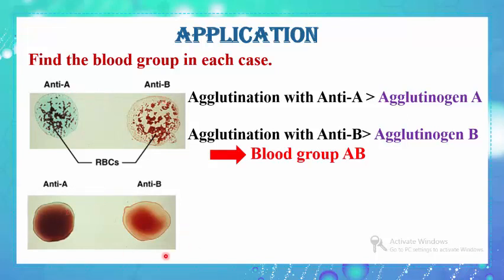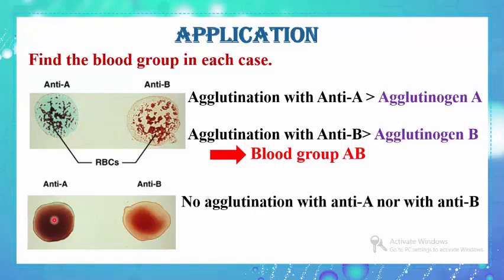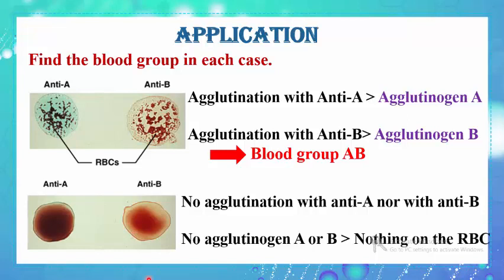Concerning now the second case, we are also putting the same red blood cell sample in each one. In the first one, we add anti-A and in the second one anti-B. If we observe the first one, there is no agglutination, similar to the second one. Since there is no agglutination in the two, it means there is no agglutinogen present on the surface of the red blood cell. So, with no agglutinogen on the red blood cell, the blood group is O.